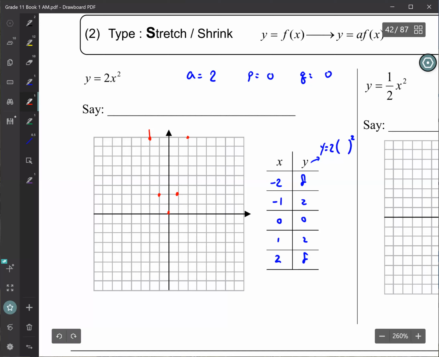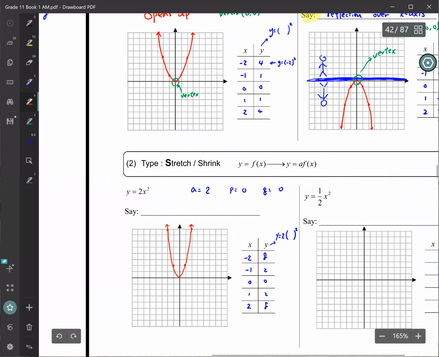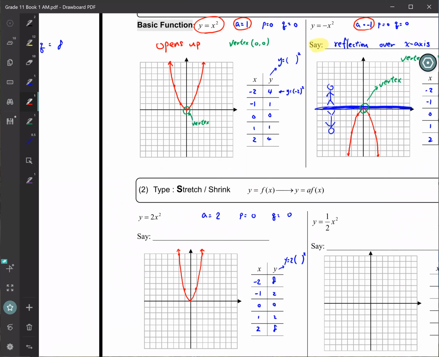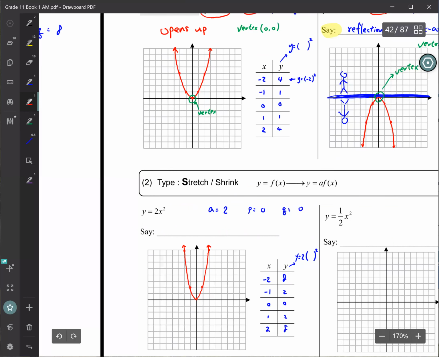Okay, so if you want to describe what happened in your own words, how would you describe it? Describing means you compare with the original, the basic one, the one on the top. You want to describe what happens. How would you say it? Yosher, what do you think? Everything was squared by 2, or multiplied by 2.